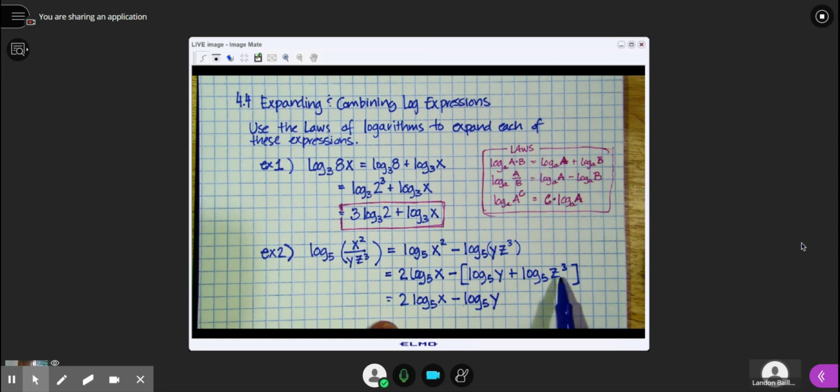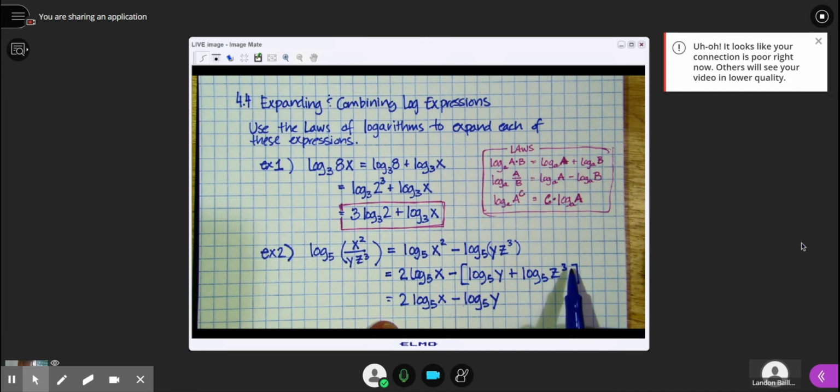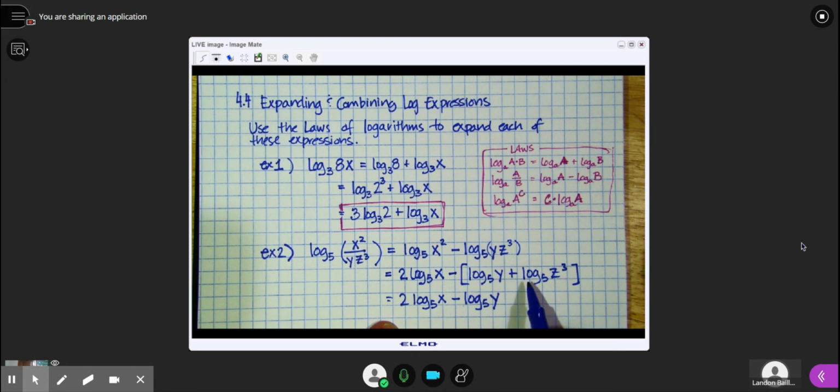Now, because that's just a z to the third, I can take that cube and put it in front of that log. And I'm also going to distribute that negative, so I'm going to have a minus 3 log base 5 of z.